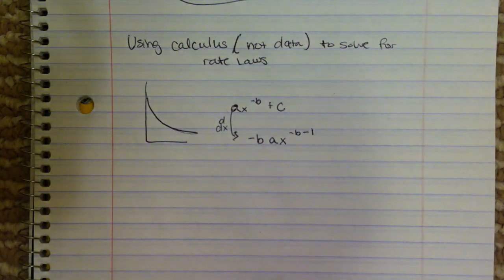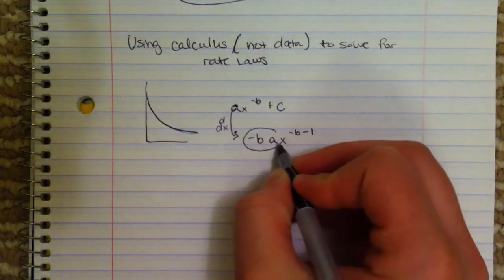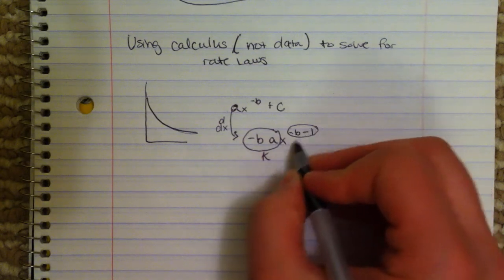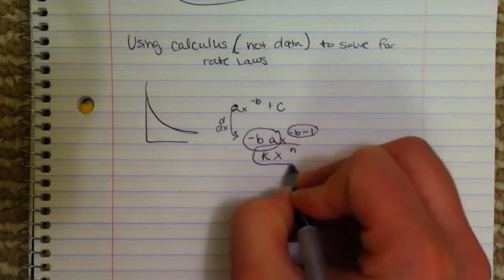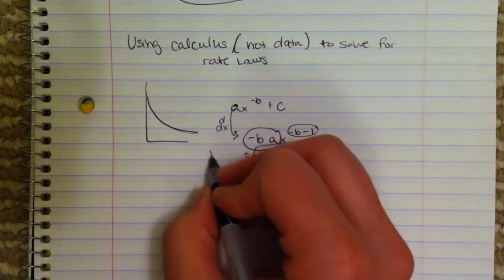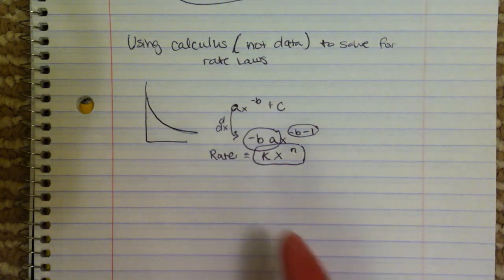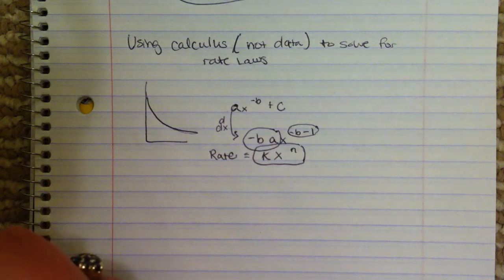Now, if we combine some of the terms together here, we're going to end up with a rate equation that looks like this. This together is going to become k, and this together is going to become n. So k x^n is equal to the rate. Okay, so that's how we can take this curve and come up with this general rate law.